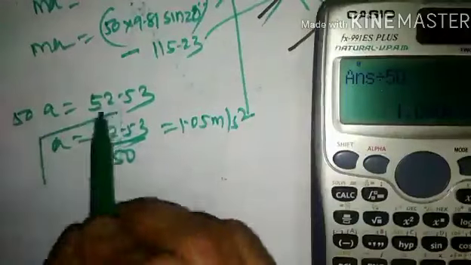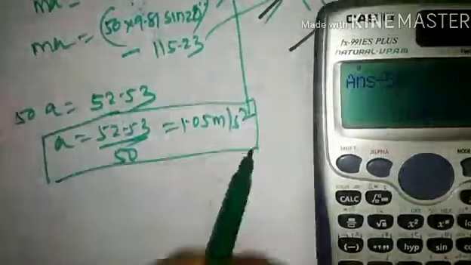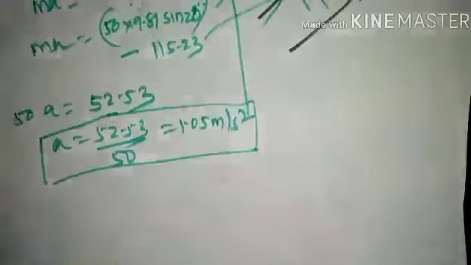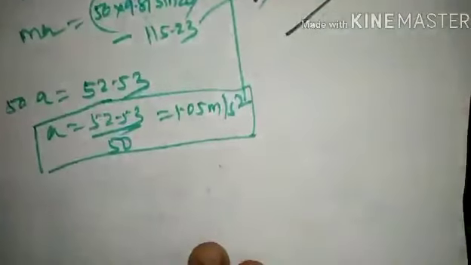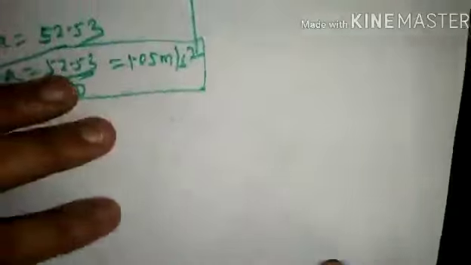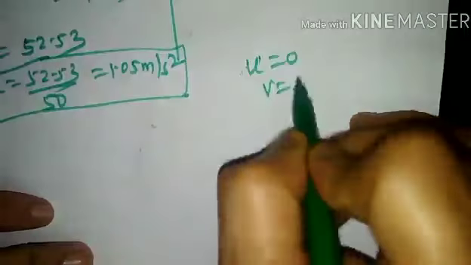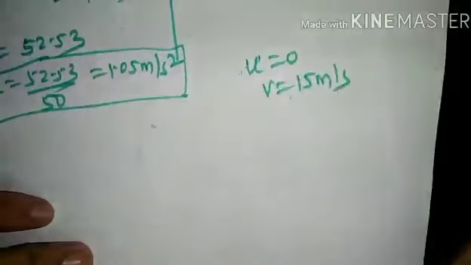Now with this acceleration value, we need to find the distance traveled and the time taken to reach that particular velocity. That distance traveled will be calculated when the body is at rest. Body at rest means the initial velocity will be 0, and we are going to calculate the distance traveled at a velocity of 15 meter per second. So for this, we are going to make use of v square. There are three equations of motion.